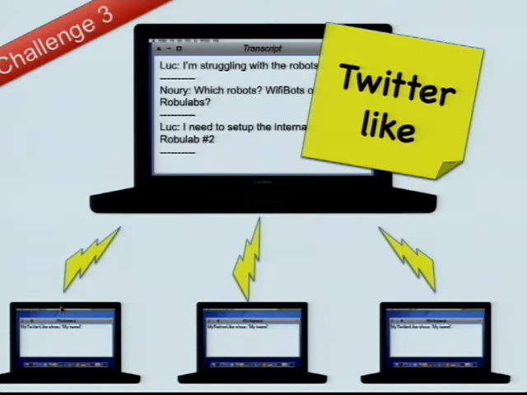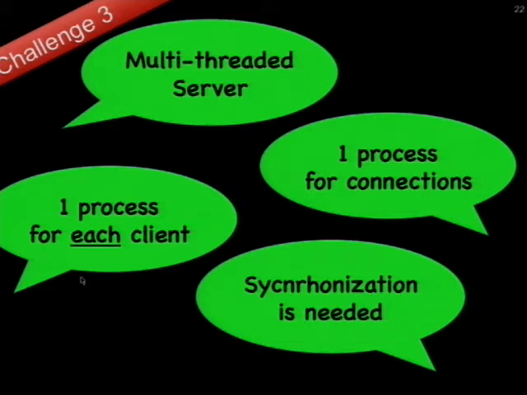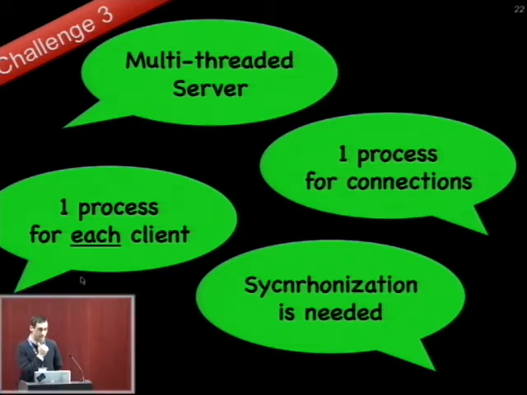So, challenge three, let's try something more complicated with multiple clients. I want to do a Twitter-like application, with one server that will display messages from multiple clients, and different clients connecting to the same server and sending messages. This means I need a server that handles multiple connections, so I need to support multi-threading, and each client has a single process. From the client side, there are no concurrency issues, but from the server side, I need to ensure some synchronization.